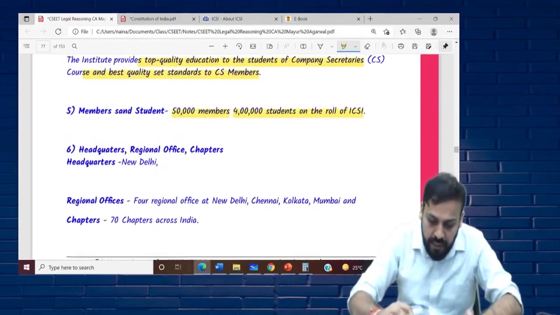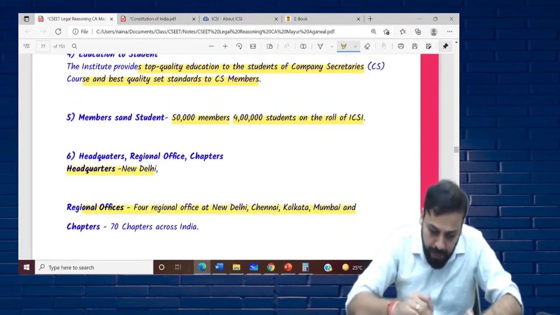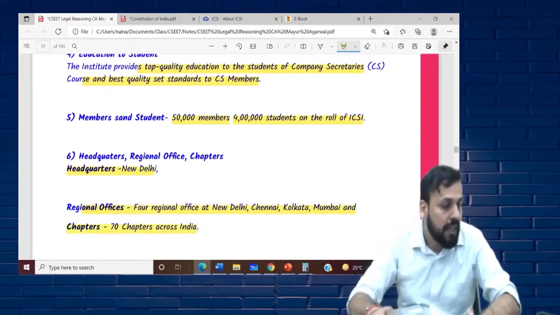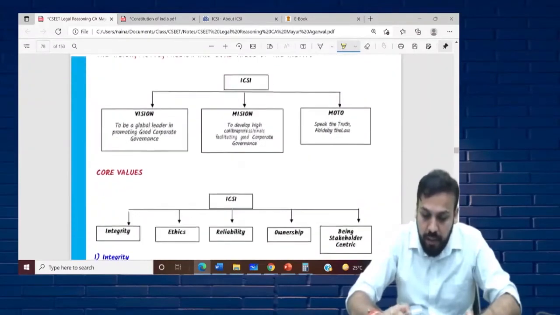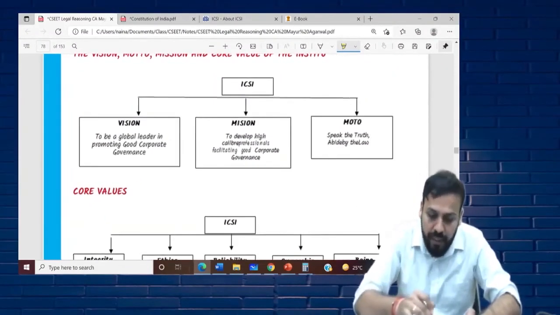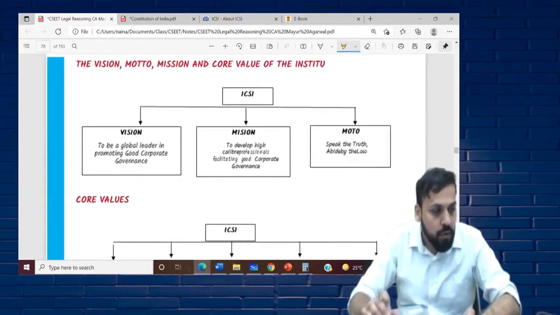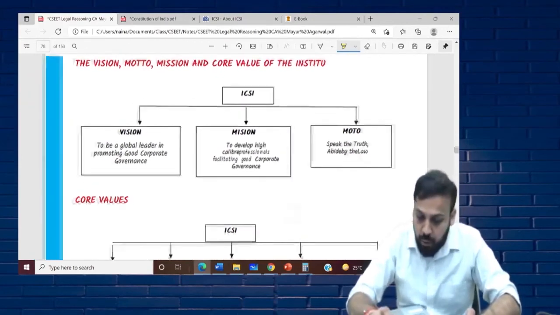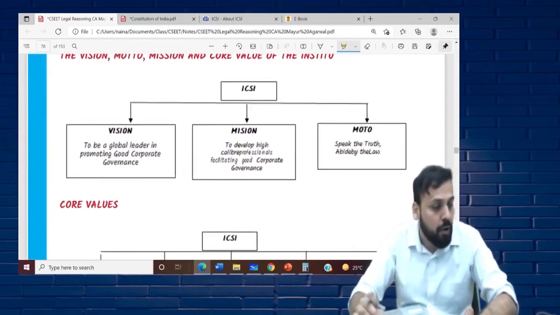Headquarters is in Delhi and there are 4 regional offices at Delhi, Chennai, Kolkata, Mumbai, and there are 72 chapters across the country. There are 72 branches across the country. If you see this vision statement, to become a global leader in corporate governance, and the mission statement, to develop high caliber professionals. Speak the truth and abide by the law, this is the motto.